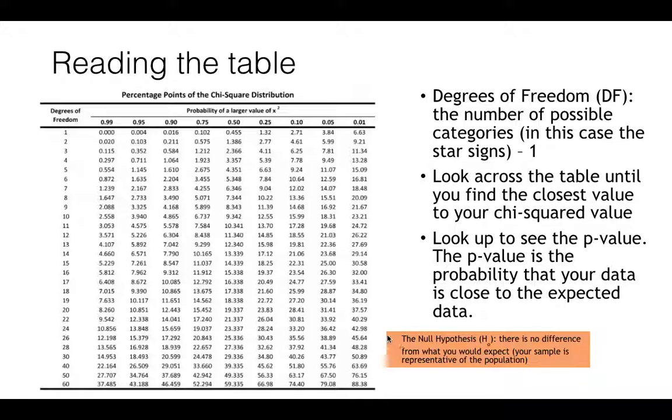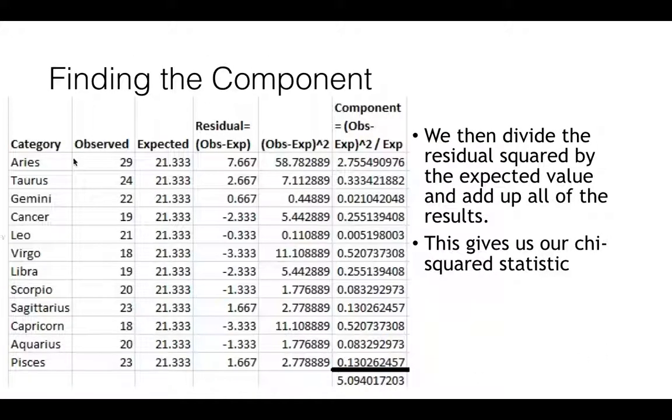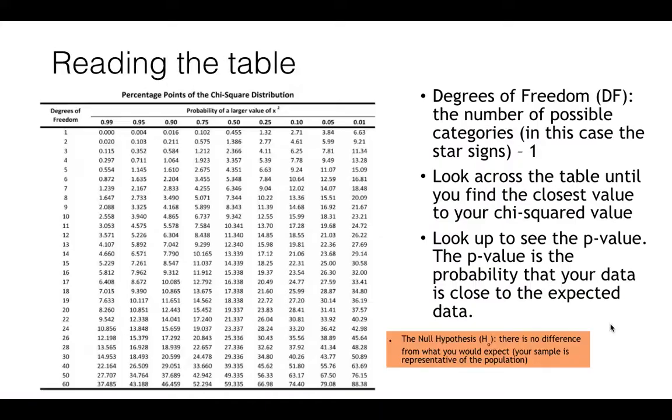Now at the bottom here, I've put down the null hypothesis to remind us. The null hypothesis is that there is no difference from what we would expect. So that's saying that there is no difference in the observed number of teachers in each category. They are all pretty much the same. So we've got a few points on this table.